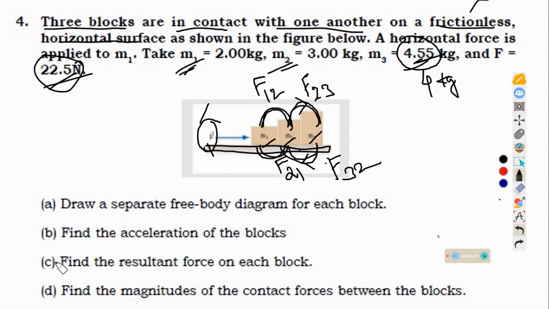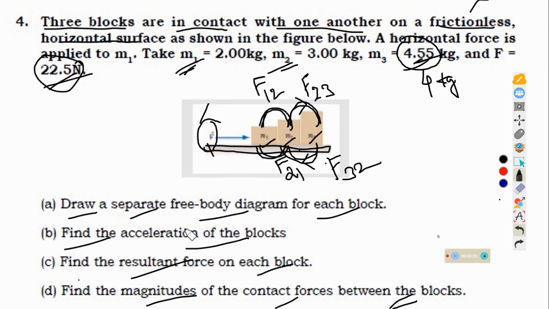So here they have given four questions, and we have to find these solutions. Draw a separate free body diagram for each block. Find the acceleration of the blocks. Find the resultant force on each block. Find the magnitudes of contact forces between the blocks. So here three blocks are there now. For them, separately, we have to draw a free body diagram.